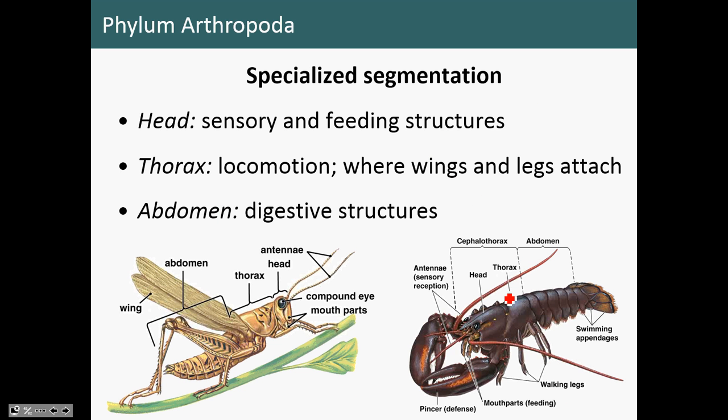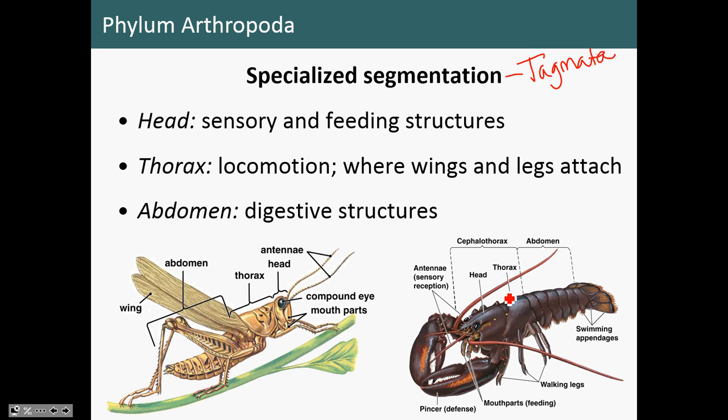Okay. So arthropods have specialized segmentation. Instead of having just lots of identically repetitive segments, they have what we've frequently referred to as tagmata. That's the official term. And each of these units is one of the tagmata. So the head is one specialized segment, and that's going to be where the feeding and sensory structures are found. In some organisms that's easier to identify readily than others, but the head has the sensory and feeding structures.